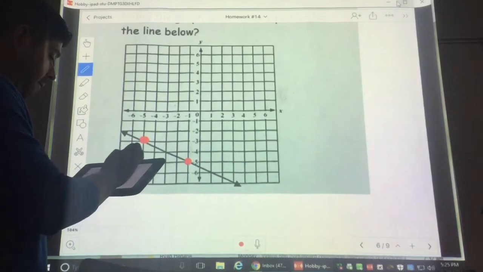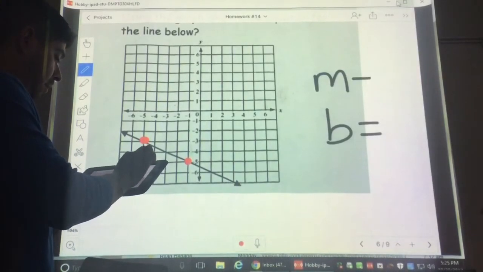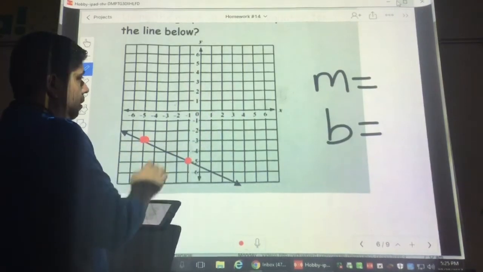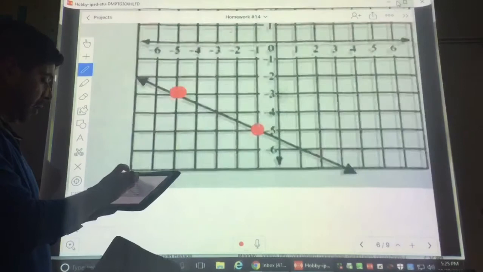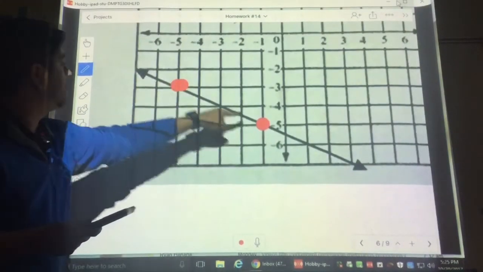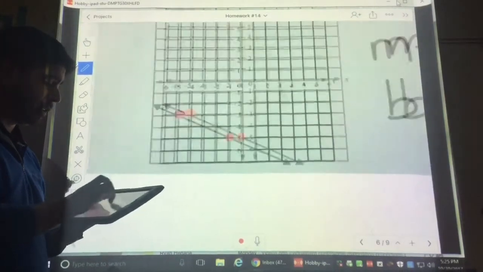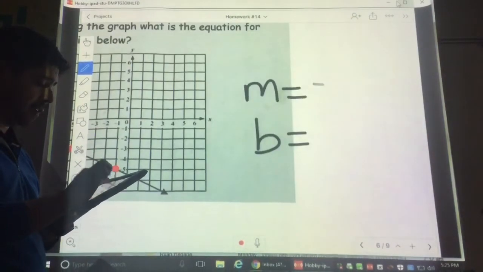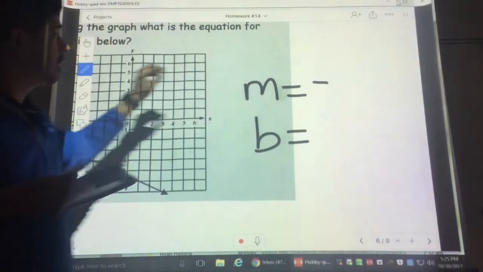I gotta find the slope and the y-intercept. Okay, my lowercase m and my lowercase b. So let me zoom back in here. Now I gotta go from this dot to that dot. Obviously, I'm going down first, so I'm gonna put a negative. This is a negative slope, so I'm going to go ahead and write a negative in before I even do anything else. That way I don't forget it.